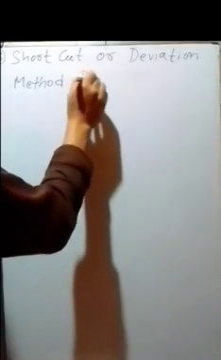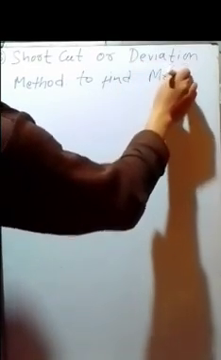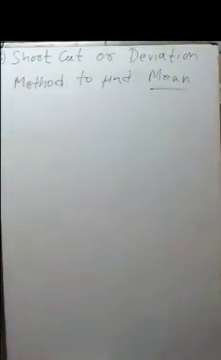This is a third method to find the deviation. This is called the shortcut or deviation method, to find a mean. So to find the mean, clear? This is called the shortcut or deviation method.